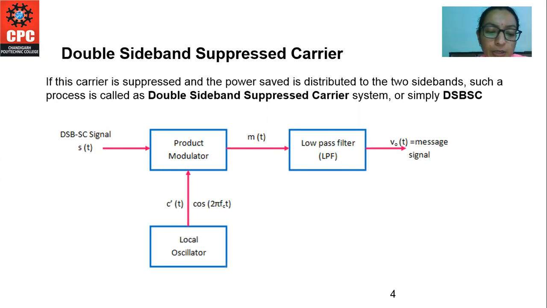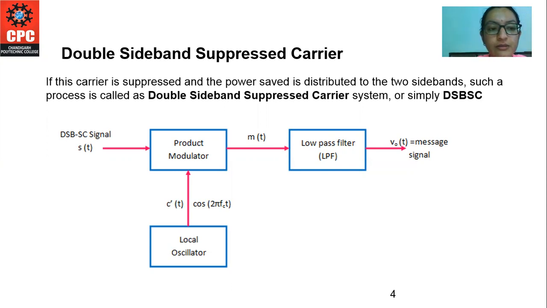Moreover, the AM power equation states that the ratio of total power to the carrier power is 1 plus m squared by 2. Whereas the sidebands' power remains the same. And we can see that there is no carrier signal at the output.